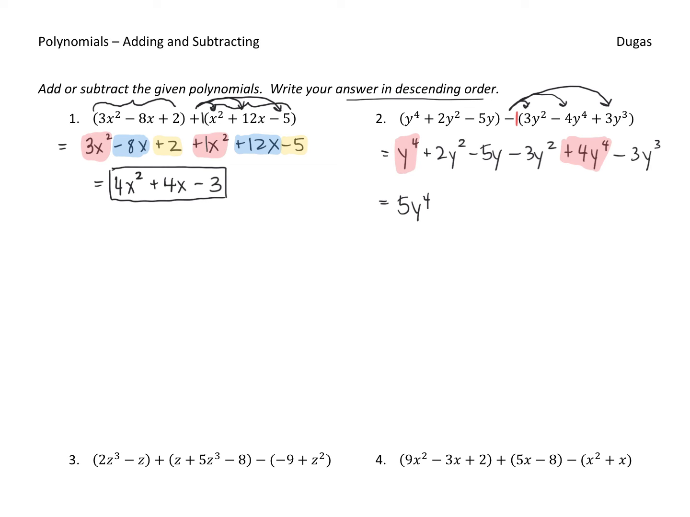Next, I'm looking for y cubed. I see a y cubed way at the back and only 1, so that's going to go next. So minus 3y cubed.